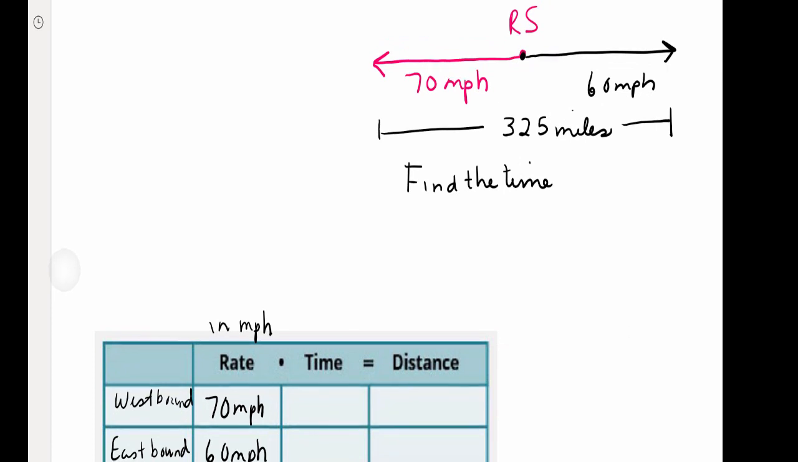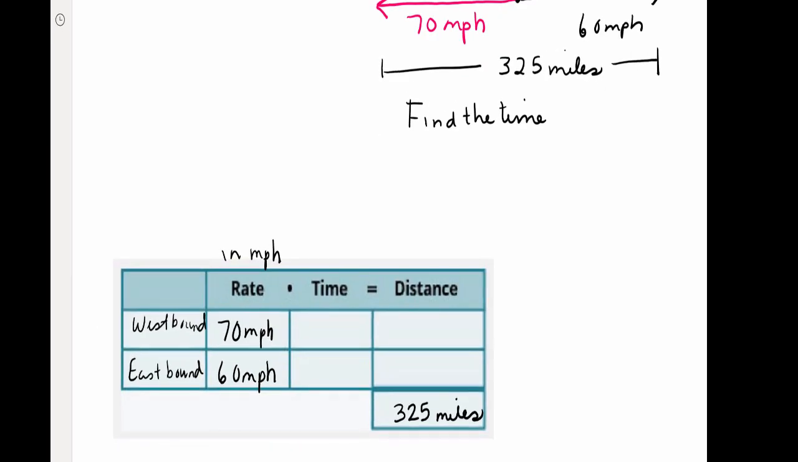So we do know that total distance that they're traveling, don't we? We know that the total distance that they're going to travel is going to be 325 miles. So let's put that in our table. And we were asked to find the time. So let's use T as our time in hours. And of course, both trucks are traveling the same time because they left the rest stop at the same time. So both of these get T as their hours.